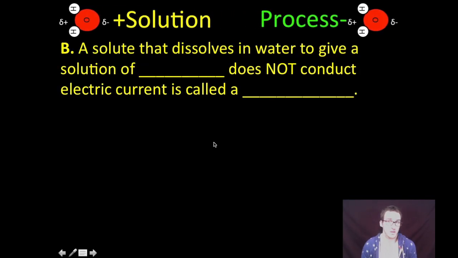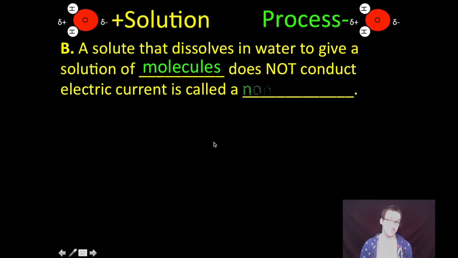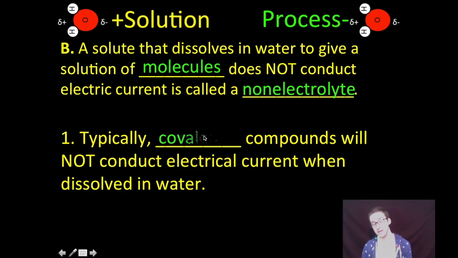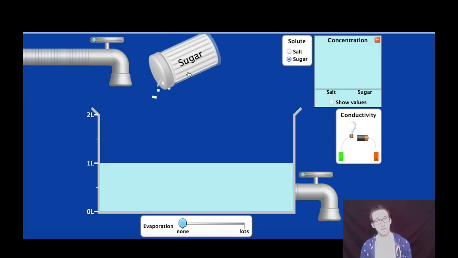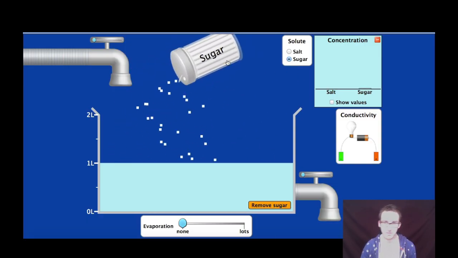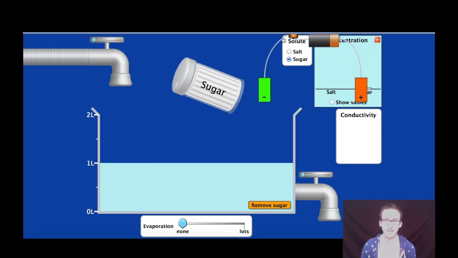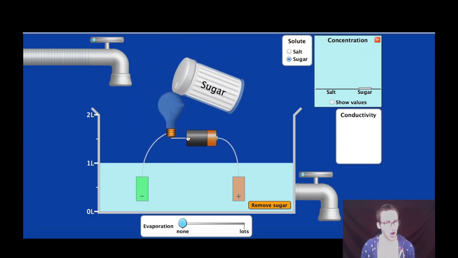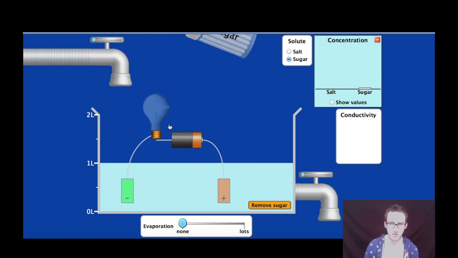However, a solute that dissolves in water to give a solution of molecules does not conduct electrical current and is therefore called a non-electrolyte. Typically, it is your covalent compounds that will not conduct electrical current when dissolved in water. Let's do this same thing, but now shove a bunch of sugar in this solution, and take our conductivity probe. No, there are no charged particles in this solution, and therefore electrical current will not be able to flow.